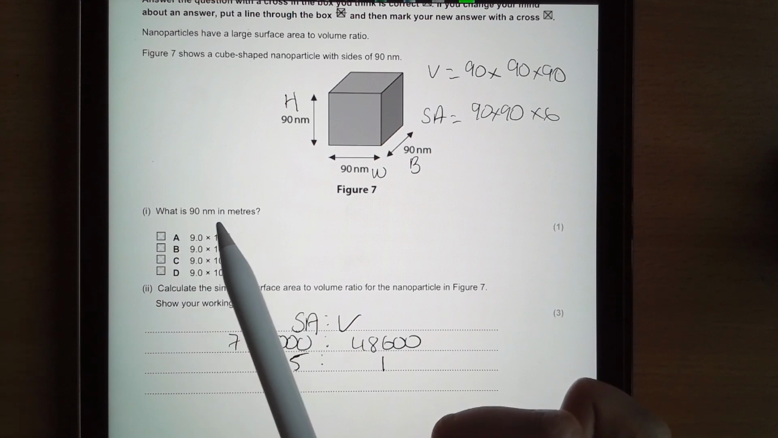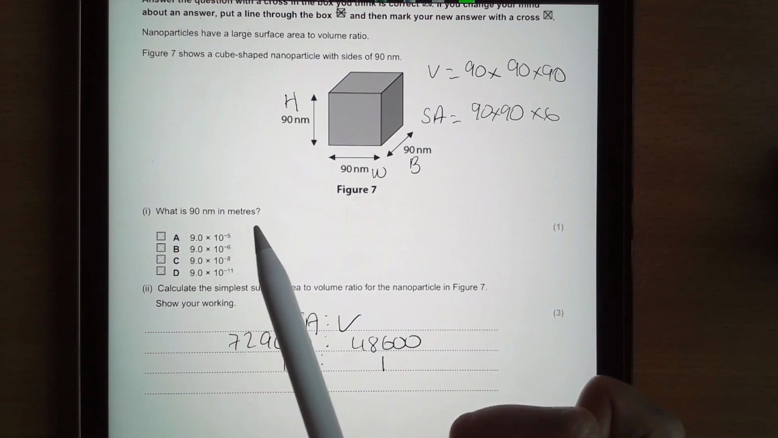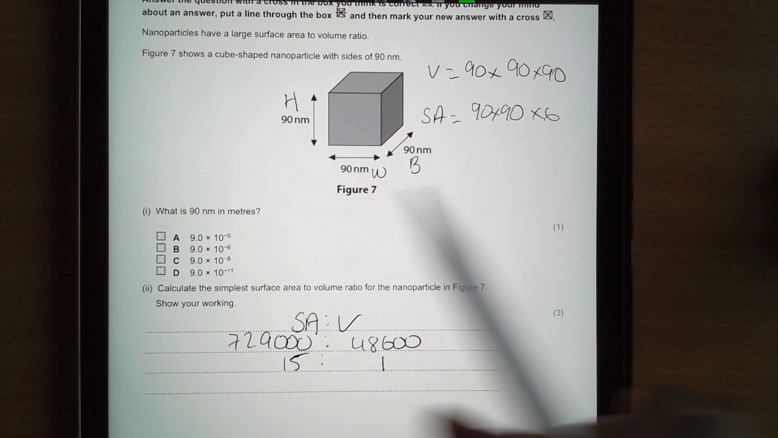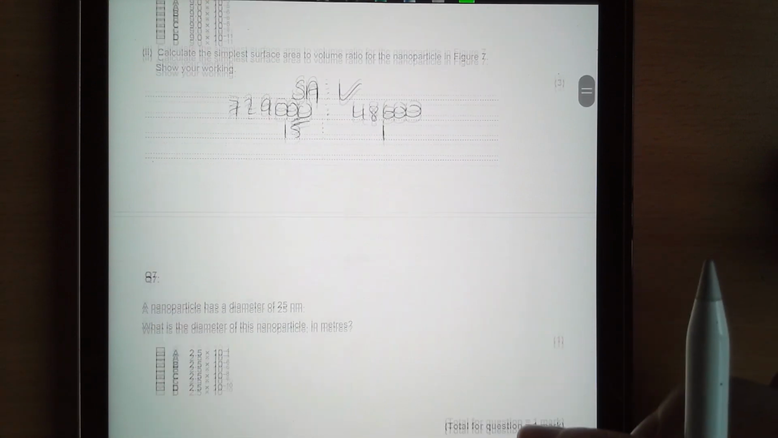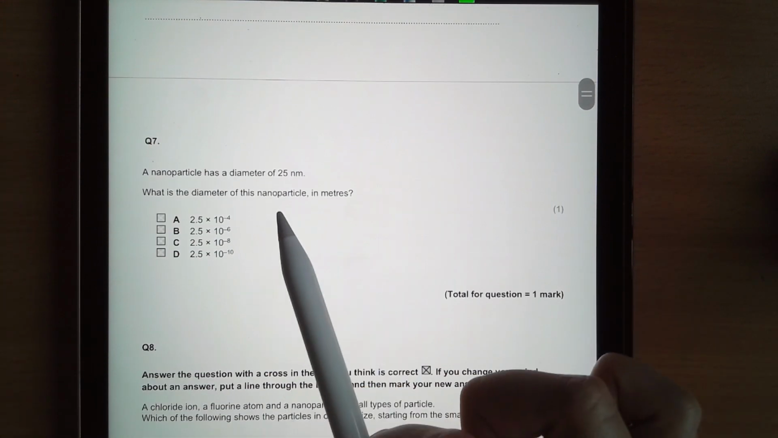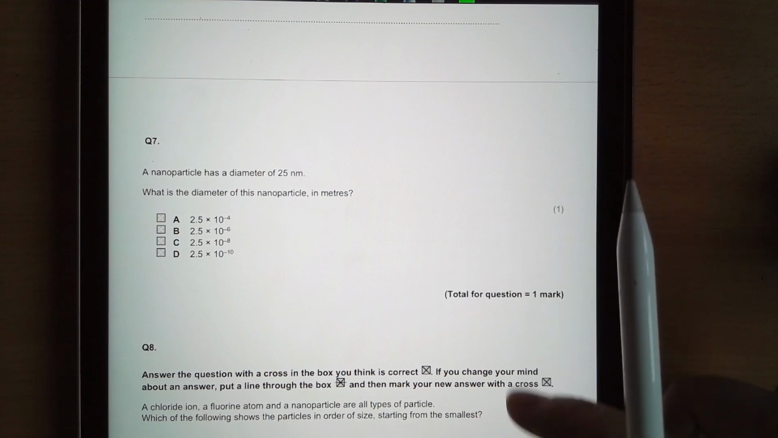Again, here 90 nanometers in meters, 90 by 10 to the minus 9. It's going to be 9.0 by 10 to the minus 8. You can do that on the calculator if you're unsure. This one 2.5 by 10 to the minus 8.